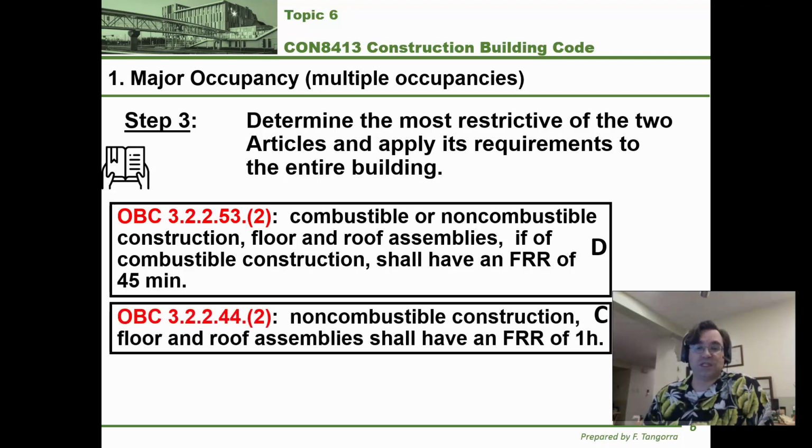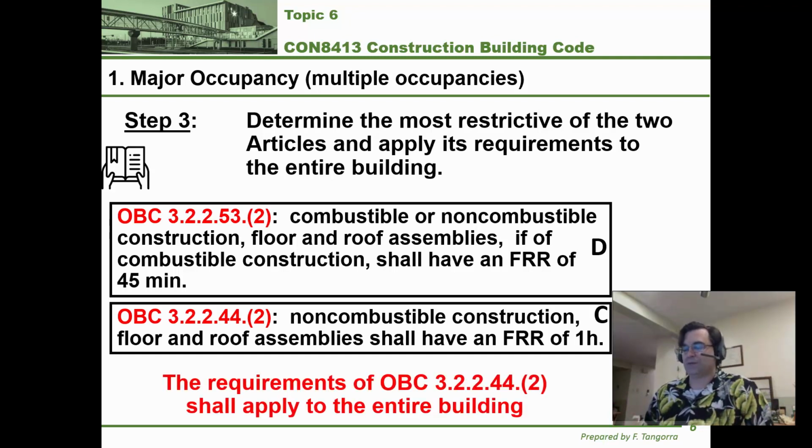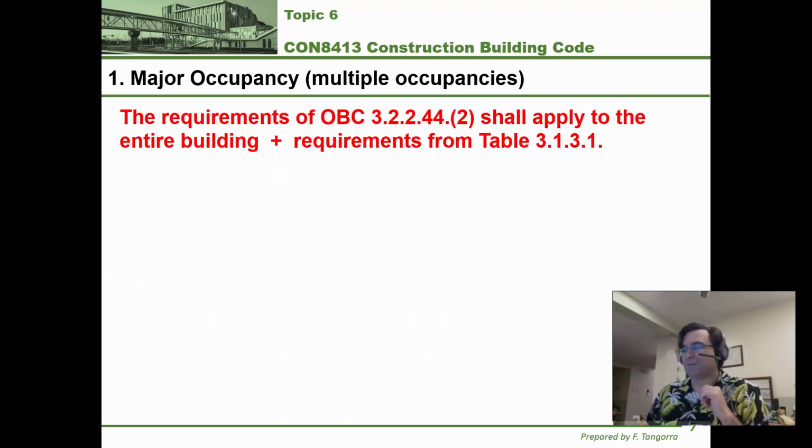When we assumed that it was a C occupancy, we got that the fire resistance rating was 1 hour. Of the 2, which one is the most restrictive? Right, the one for C occupancy, the 1 hour one, right? So now we basically use this result, in combination with what we would get from table 3.1.3.1. Remember that? We touched on it in a previous topic. Okay? So let's bring it all together.